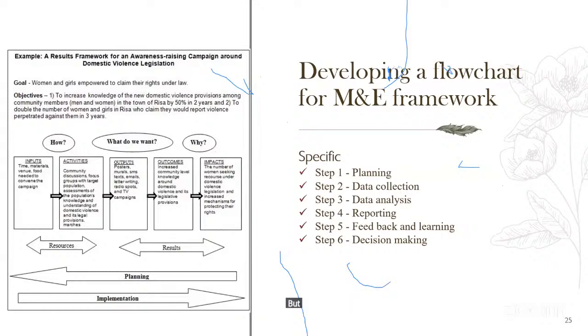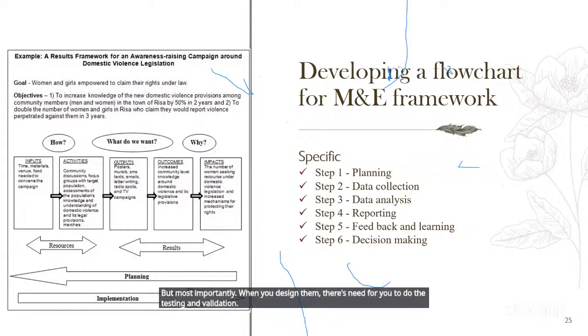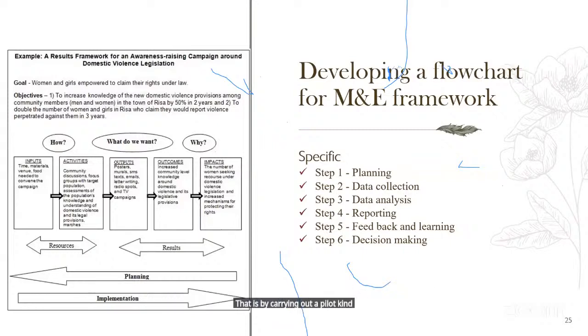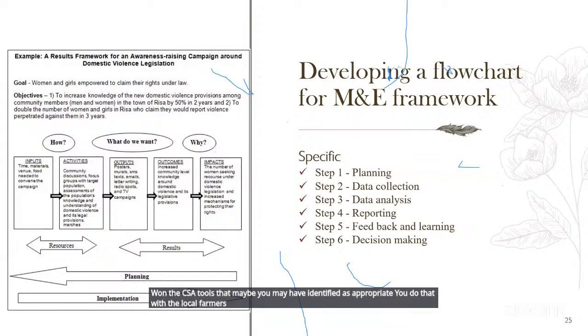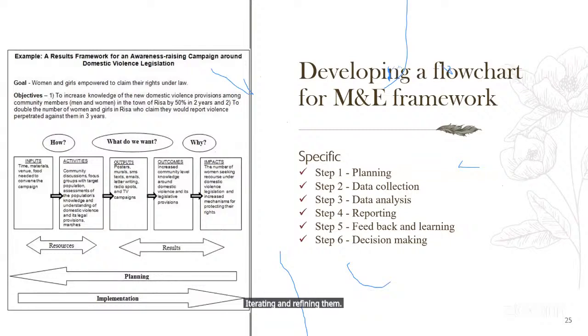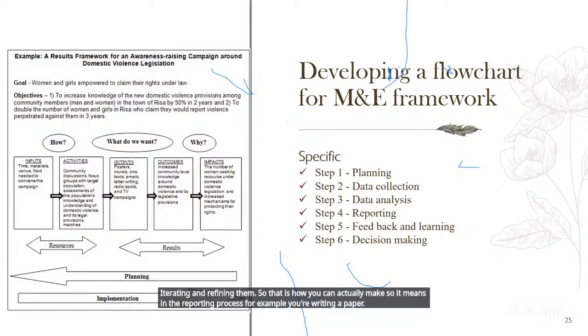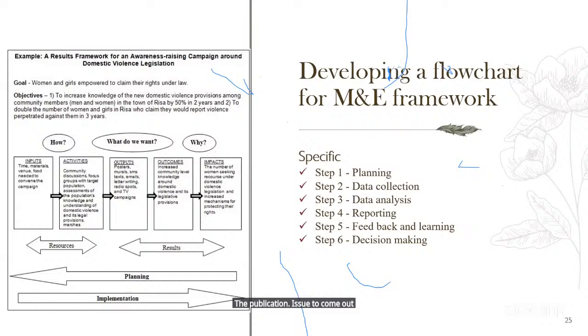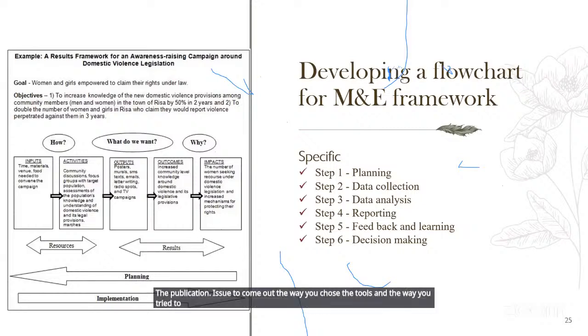But most importantly, when you design them, you need to do testing and validation. That is by carrying out a pilot test on the CSA tools that you may have identified as appropriate. You do that with the local farmers and your stakeholders, iterating and refining them. So that is how you can make it work. It means in the reporting process, for example, when you're writing a paper or a publication, it should show the way you chose the tools and the way you adapted those tools according to the local conditions, and the iteration processes that took place.